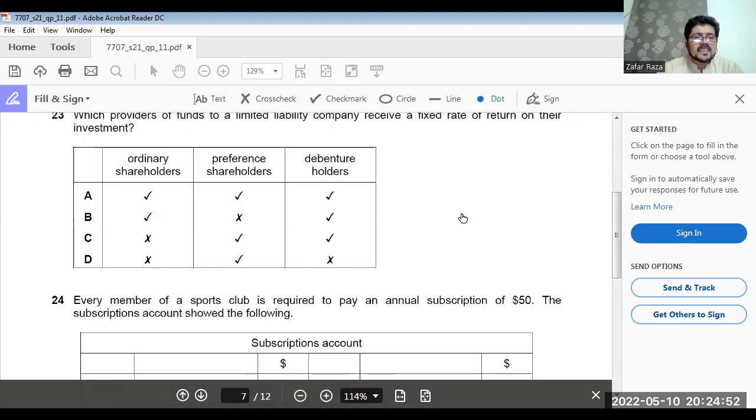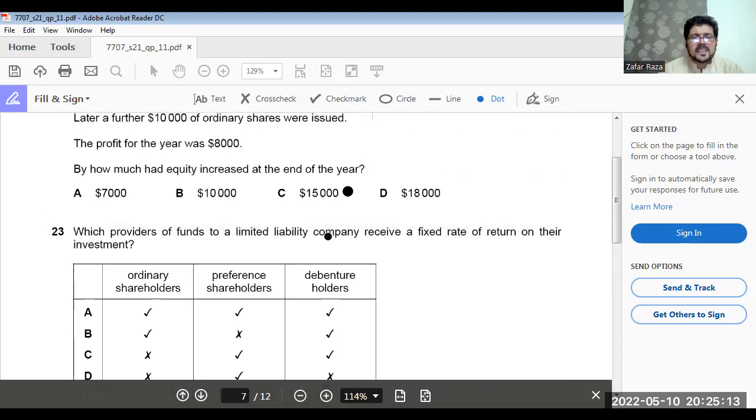Now, 23. Which providers of funds to a public limited company receive a fixed rate of return on their investment: ordinary share, preference share, or debenture holder? Okay. Now, fixed rate of return means fixed profit.